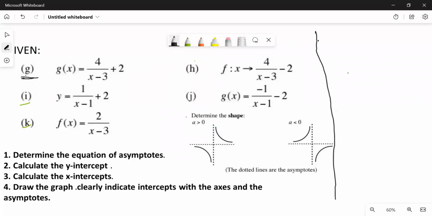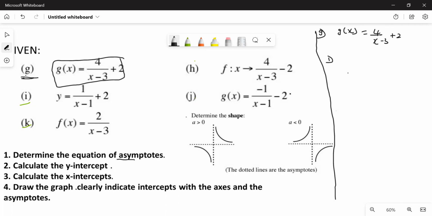And then for number G, we are going to determine the equation of the asymptotes. Now, since we are talking about a hyperbolic function, we are going to have two equations. So we're going to take number G. And on number G, we have G of X, which is given as 4 all over X minus 3, plus 2. On number 1, we are determining the equations of the asymptote.